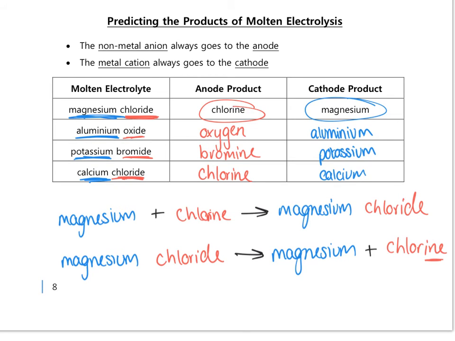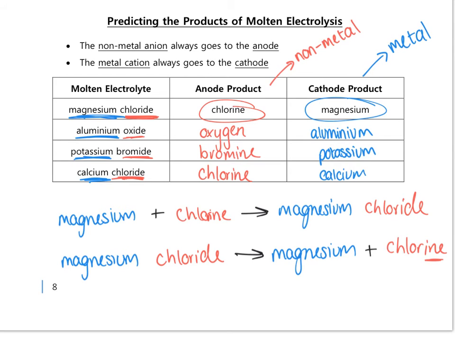So you'll see a pattern here that at the anode, the product is always going to be the non-metal. And that is because non-metals are always the anions, and anions are attracted to the anode. With the cathode, the product will always be the metal. And that's because metals are always cations, and cations are attracted to the cathode.